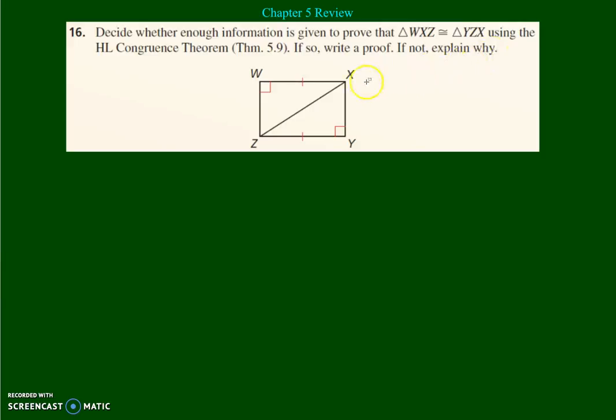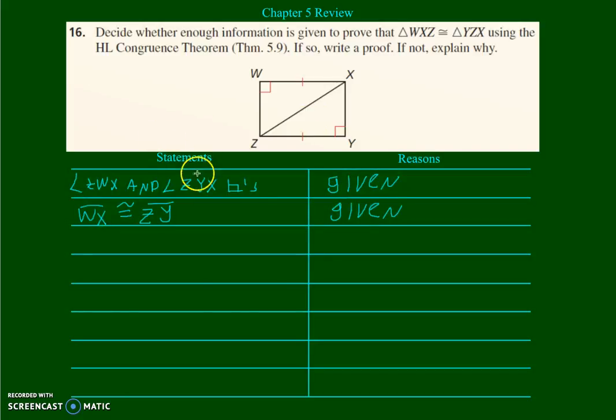So, taking a look at this, we can see that this is a right angle and this is a right angle. Therefore, triangle WXZ and triangle YZX are in fact right triangles by the definition of a right triangle. And we're given that this leg, WX, is congruent to ZY. Now all we need is the hypotenuse to be congruent, and in fact we can see that ZX is shared by both triangles, so yes, there is enough information to show that these two triangles are congruent by hypotenuse leg, so let's go ahead and do that.